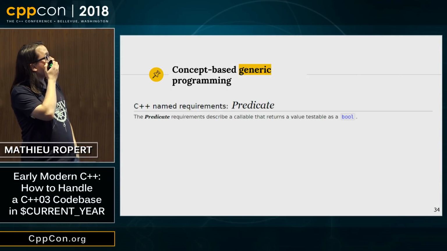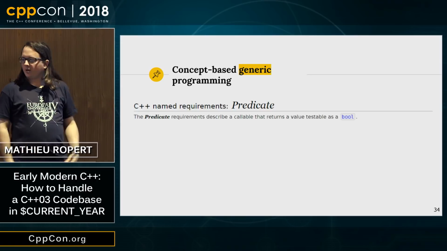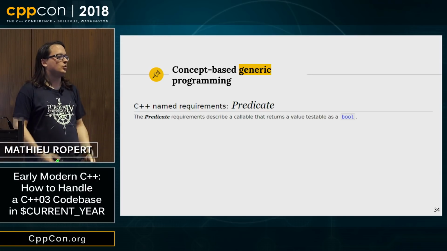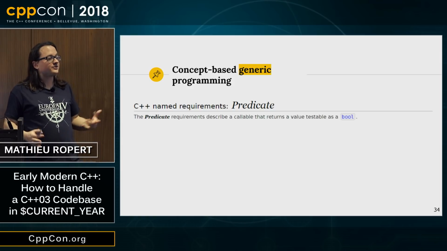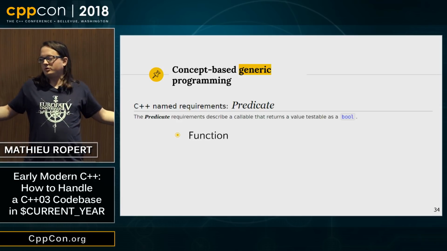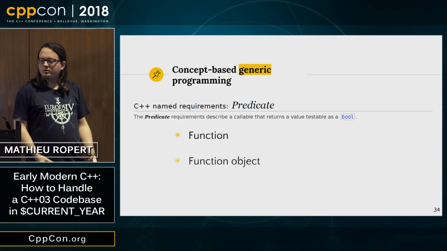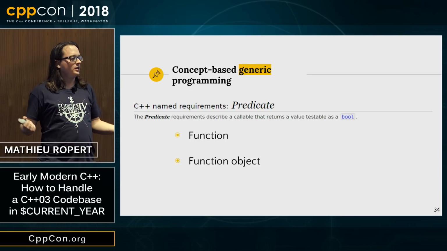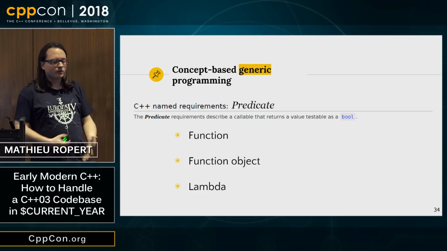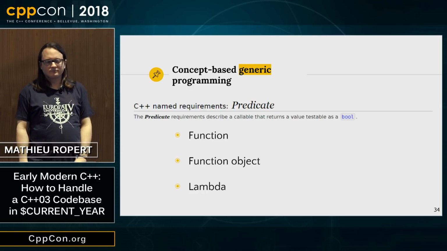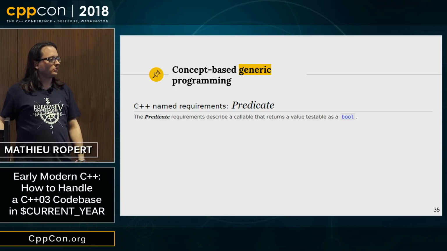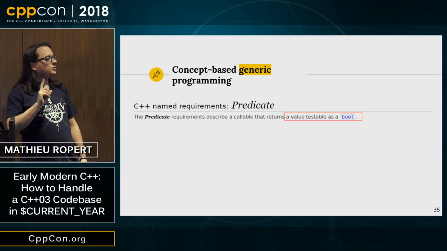So if you take a look at one of them, for example, predicate. Predicate is something that describes a callable that returns a value testable as bool. I didn't say what it was exactly. It can be a function, of course, that returns something testable as bool, but it could also be a function object, any object with an overloaded operator in parentheses, or if we are super modern, it could be a lambda. And it's not even saying it returns bool, right? It's saying a value testable as bool.